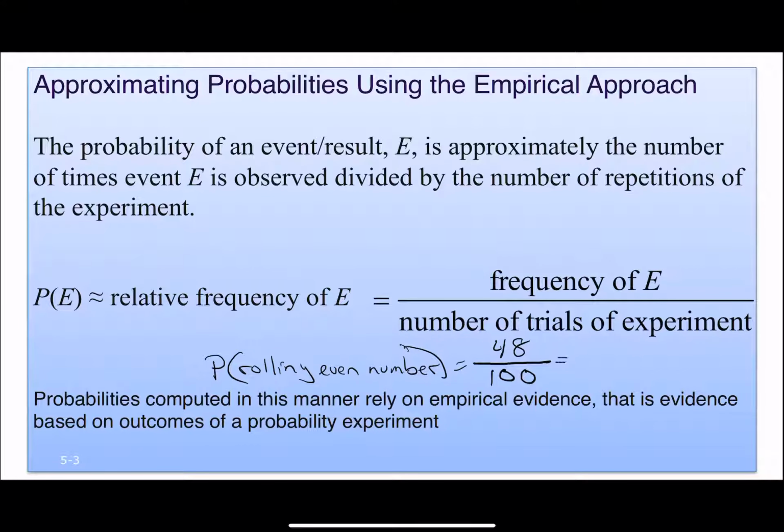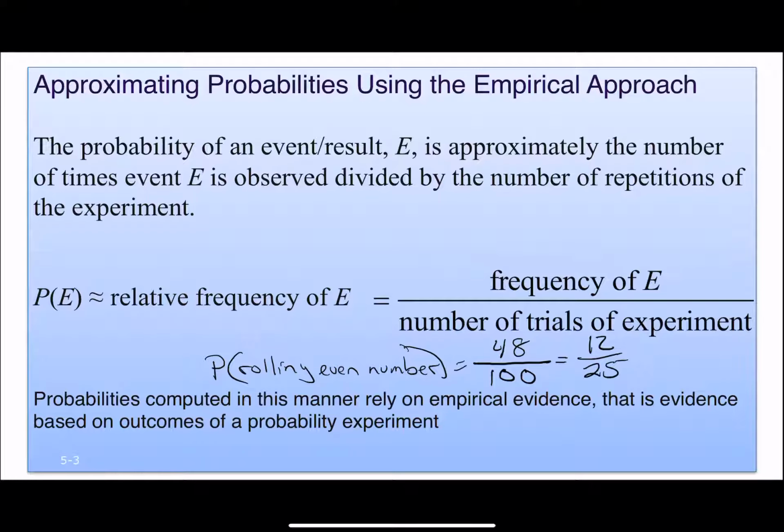So that would give me 48 out of 100, which simplifies to 12 out of 25. We simplify those fractions. When you're doing your homework, it's going to require you to give a simplified fraction. So 12 25ths would be your simplified fraction.